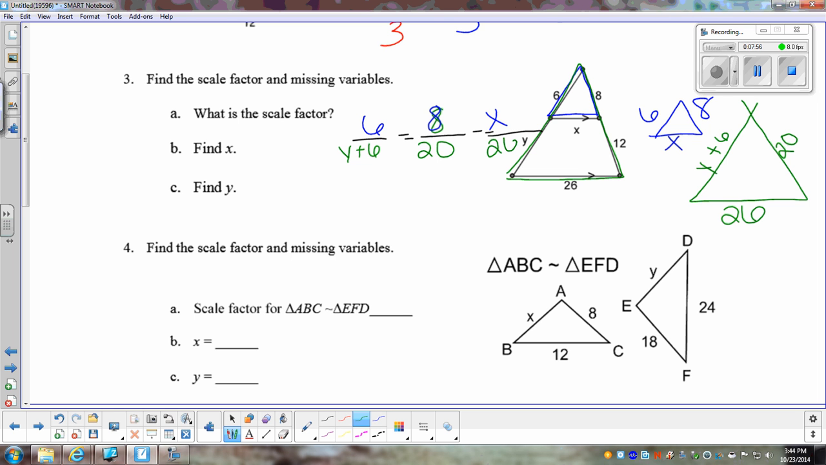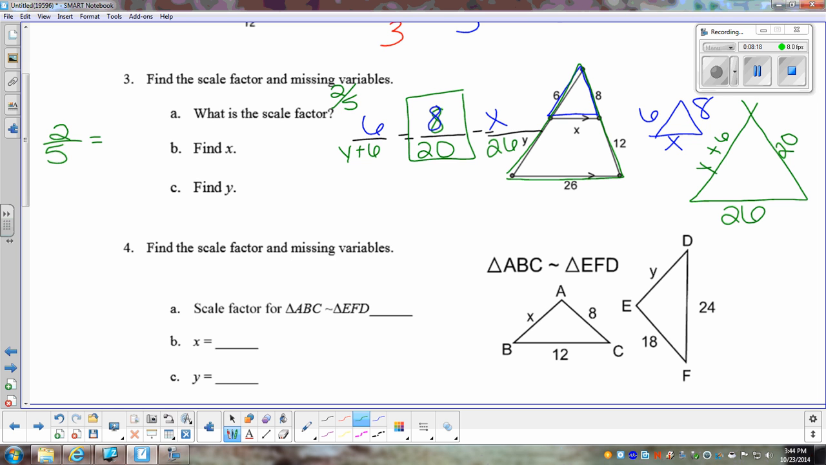So for my scale factor, I want to look at this piece that just has numbers. And I want to say, okay, what's my scale factor? What does 8/20 simplify to? Well, that is 2/5. So I'm going to use the 2/5 to find x and y, because I know all of my ratios will simplify to 2/5 since they're all proportional.